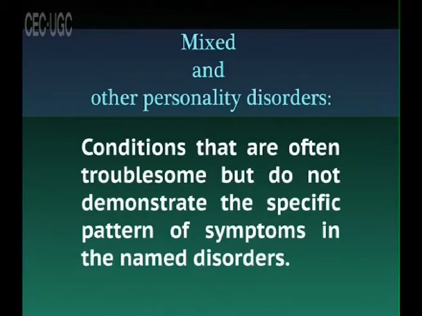An additional category is for unspecified personality disorders, including character neurosis and pathological personality. There is also a category for mixed and other personality disorders, defined as conditions that are often troublesome but do not demonstrate the specific pattern of symptoms in the named disorders. Finally, there is a category of enduring personality changes not attributable to brain damage and disease. This is for conditions that seem to arise in adults without a diagnosis of personality disorder, following catastrophic or prolonged stress or other psychiatric illnesses.